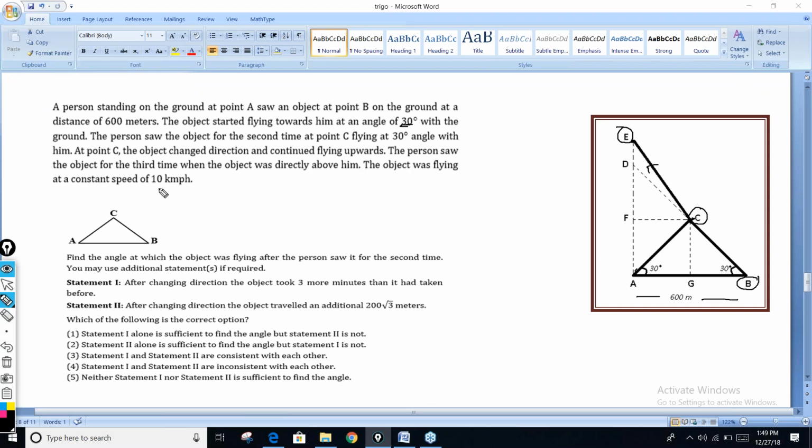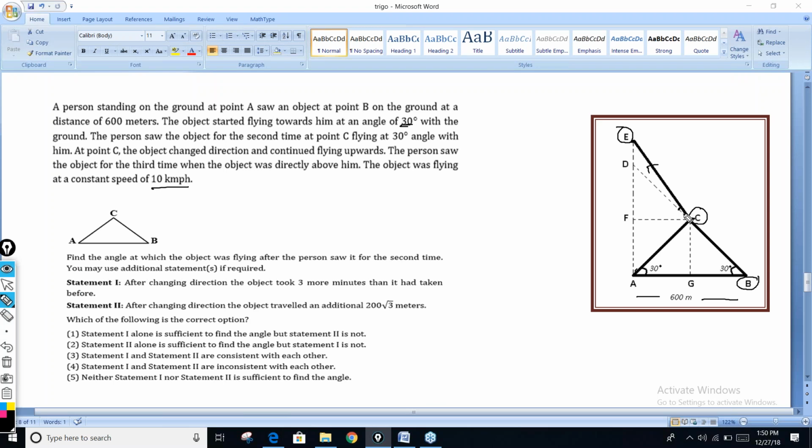The object was flying at a constant speed of 10 km per hour. The speed is constant, right? Now, find the angle at which the object was flying after the person saw it for the second time. That is the angle it is talking about. It should be third time. You may use additional information required.